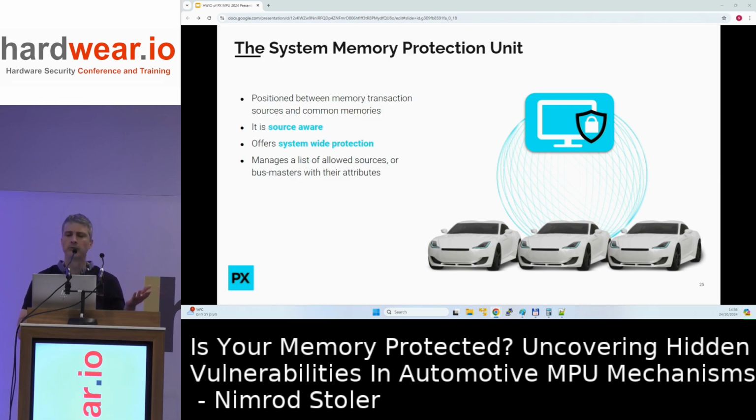Same as other MPUs, upon violation of its permissions, the SMPU initiates a hardware fault which blocks the memory request and allows the system to restart itself, effectively shaking off the potential attacker.